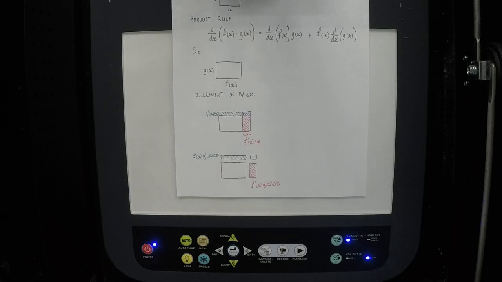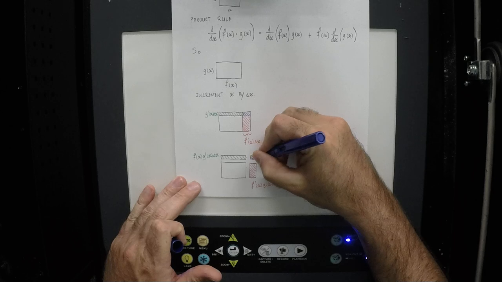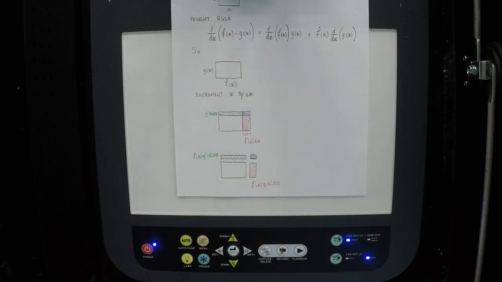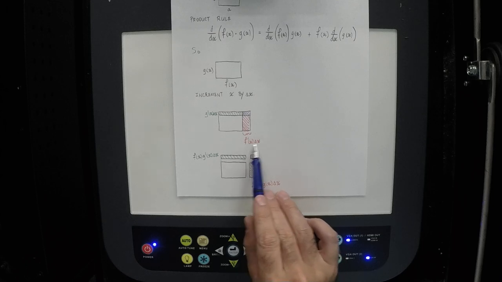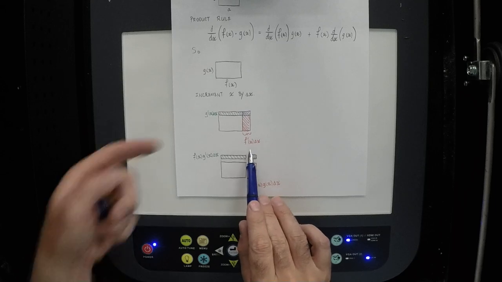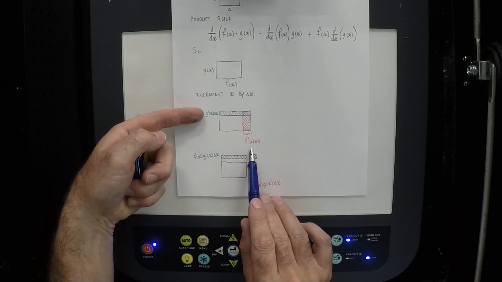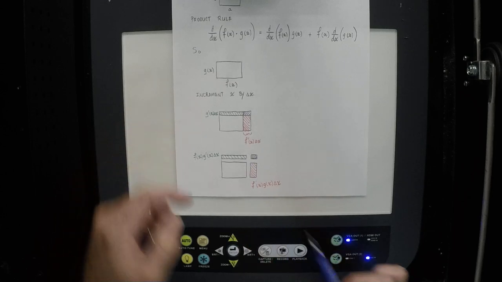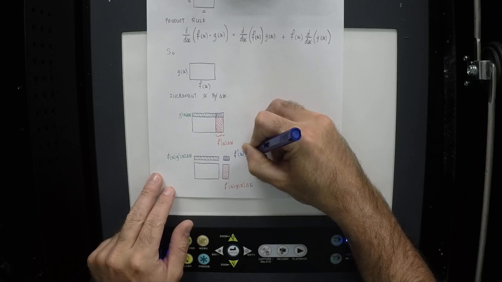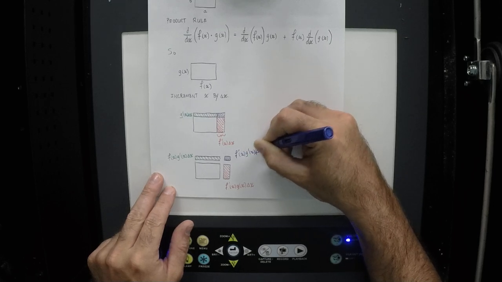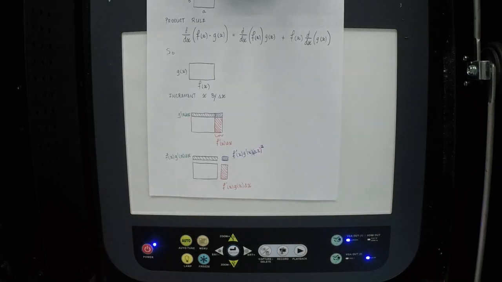Okay. Now, what's the area of the corner piece? So we know its base and also its height. What is its base? Right. So its base is this. That's the base of the blue, and that is the height of the blue. So the product of these two is the area of the blue. So this will be f prime of x, g prime of x, delta x, and then squared because there's two of them. Okay, so any question about the accounting of the areas of the individual pieces?